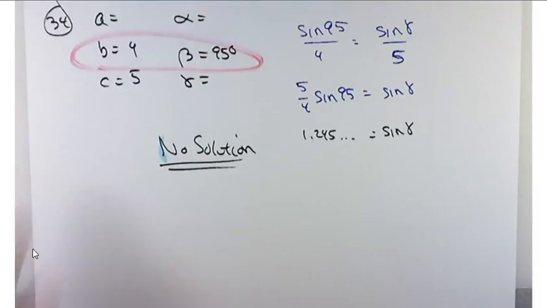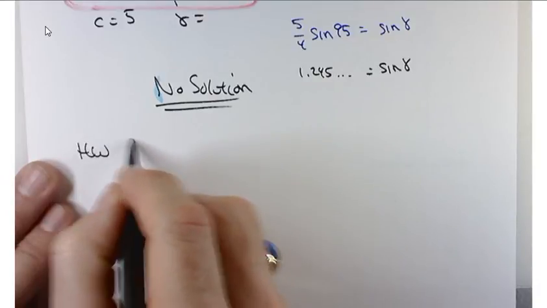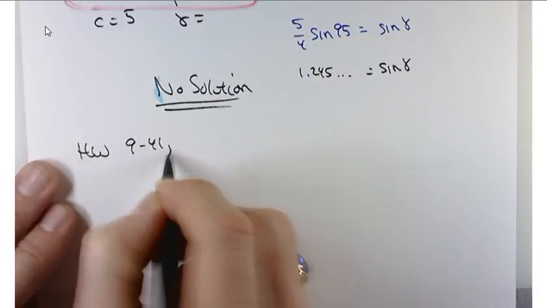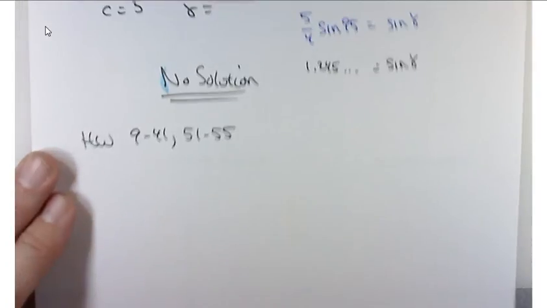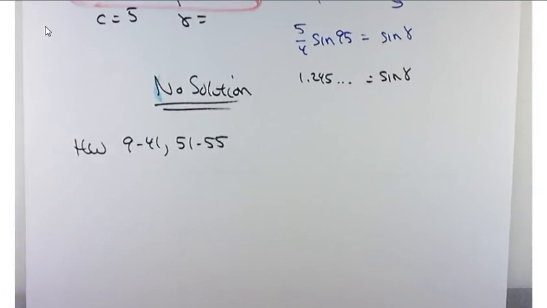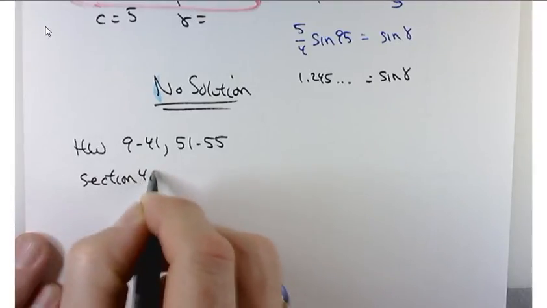Anything else on problem number 34? Okay, we'll get some more practice with the law of sines as we do some problems with the law of cosines. So let's stop things here. For homework, try 9 through 41 and 51 through 55. And that's section 4.2.